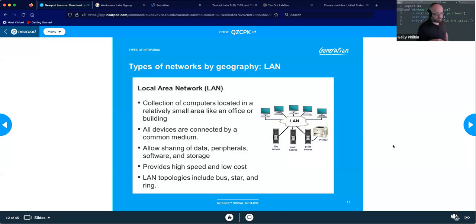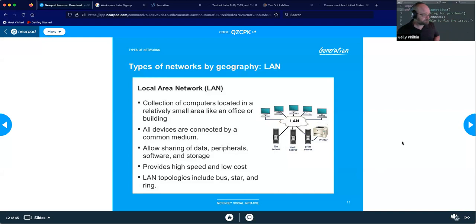So on a LAN, sometimes CSMA CD is in effect. Sometimes it's not. But we will talk about that. All computers have it built in, but sometimes it's relevant, sometimes it's really not.